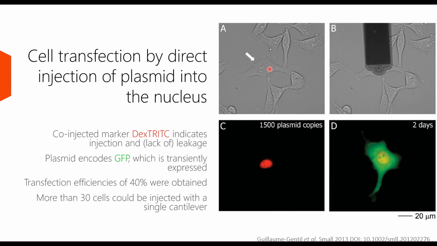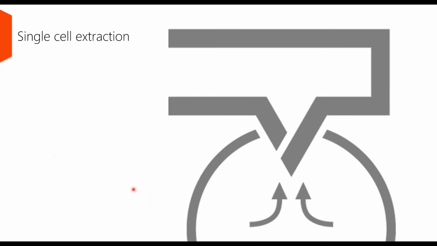The cells were injected with a GFP encoding plasmid, and you can see that over 2 days, the cells start to transfect the GFP and start to glow green. So the fact that they're transfecting means that they're alive. And they found that they can get about 40% transfection efficiency and inject up to 30 cells with a single cantilever.